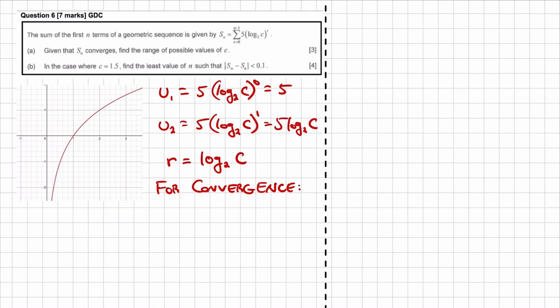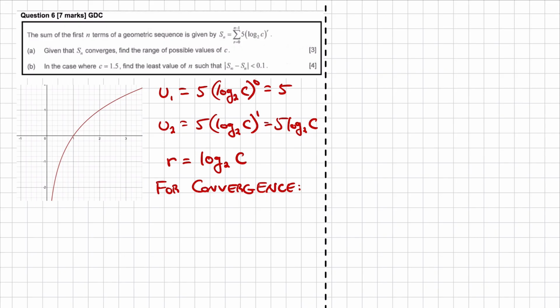All right, question 6. The sum of the first n terms of a geometric sequence is given by, and we're given the sigma notation for our sum to the nth term. Given that S sub n converges, find the range of possible values of C. So this is part A here. So I just wrote down the first two terms here in order for us to find R.